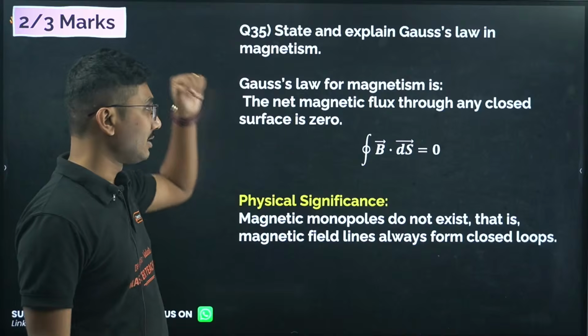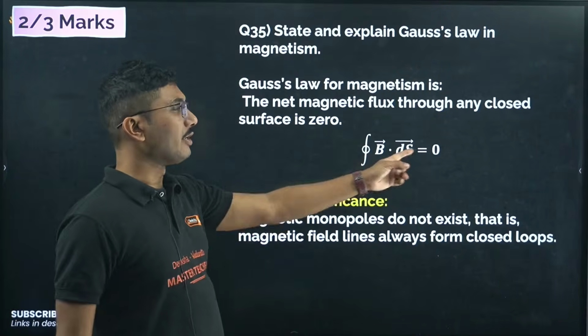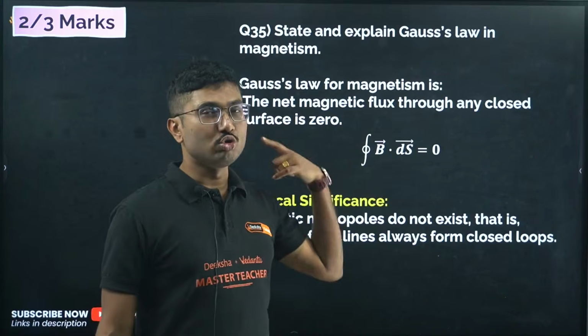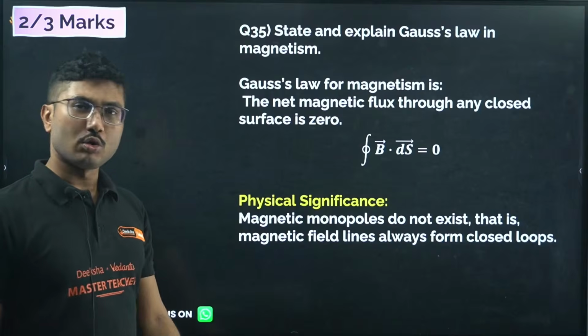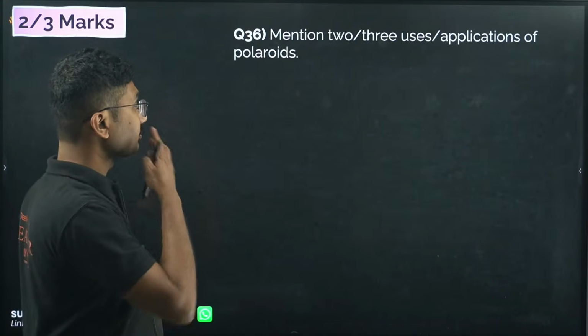Gauss's law for magnetism is the net magnetic flux through any closed surface is 0. So B dot ds equals 0. Physical significance is that magnetic monopoles do not exist. That is, magnetic field lines always form closed loops. So this is Gauss's law and its explanation.